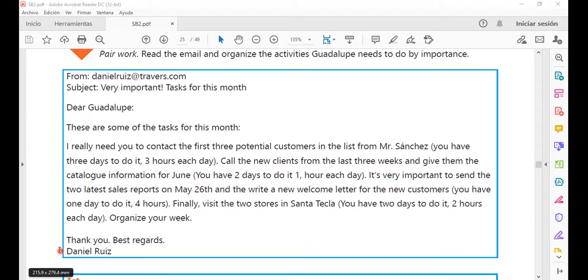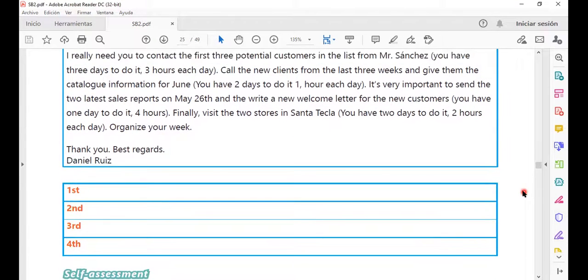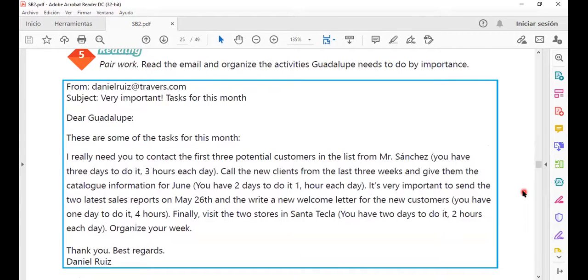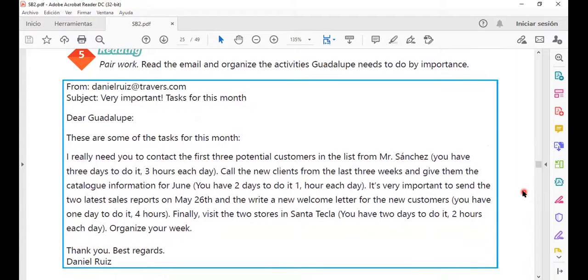Thank you. So you can see that there we have the email that has been sent to Guadalupe. These are the activities or the tasks that she has to do this month. Aquí están todas las actividades que ella tiene que hacer en el mes de junio, ¿verdad? It says there in June. And what we are going to do, as I mentioned before, is to organize the activities by order of importance. Lo primero que vamos a hacer es ordenar las actividades por orden de importancia.